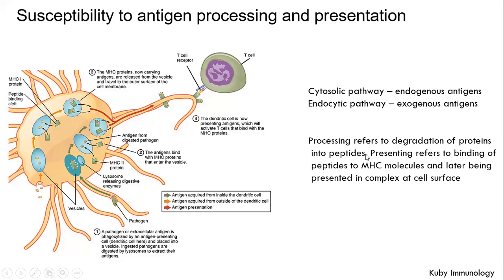Processing refers to the degradation of proteins into peptides by proteolysis. Presenting refers to the binding of peptides to MHC molecules, and later the complex to the T cell receptor. So an antigen having some specific chemistry, either a lipid or protein molecule, should be able to undergo all these changes properly, go into the final form that is required, and represent it to the T cell properly. That is also an important concept required here.